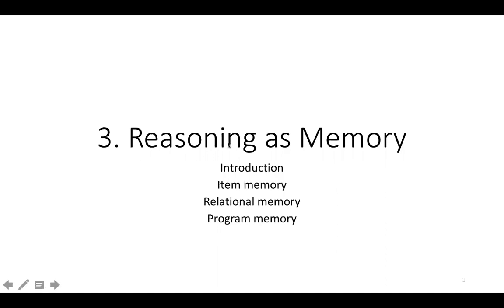So the first part is about reasoning as memory. Here, I will give a brief introduction of the concept. Basically, we will go through three types of memory that play very important roles in our reasoning, which are item memory, relational memory, and program memory.